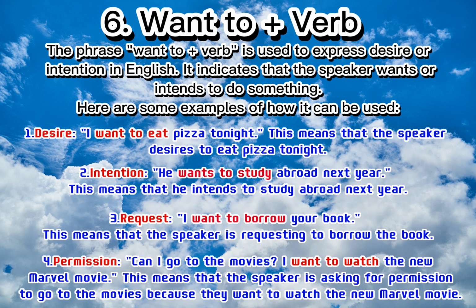6. Want to plus verb. The phrase, want to plus verb, is used to express desire or intention in English. It indicates that the speaker wants or intends to do something. Here are some examples of how it can be used. 1. Desire. I want to eat pizza tonight. This means that the speaker desires to eat pizza tonight. 2. Intention. He wants to study abroad next year. This means that he intends to study abroad next year.